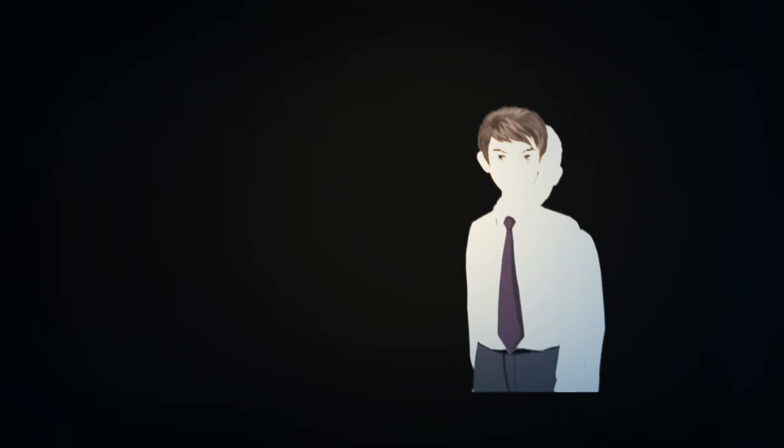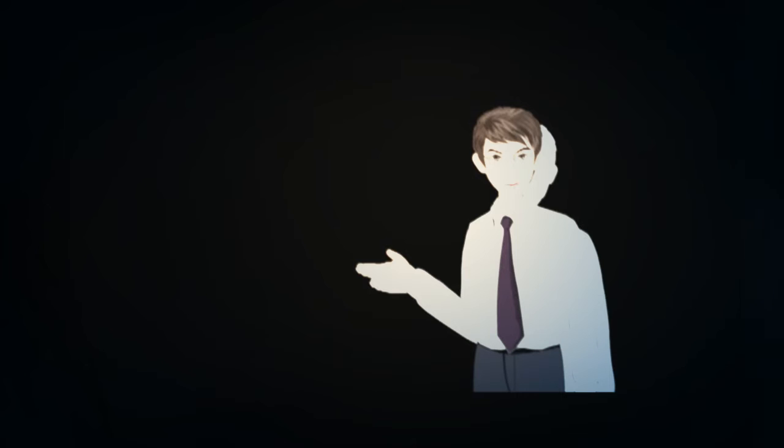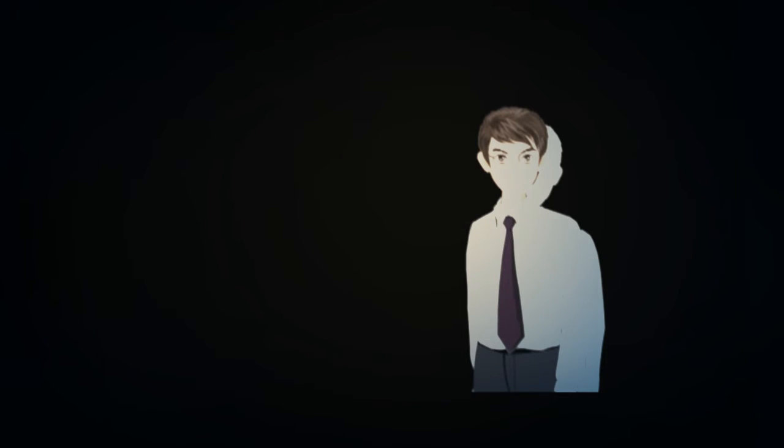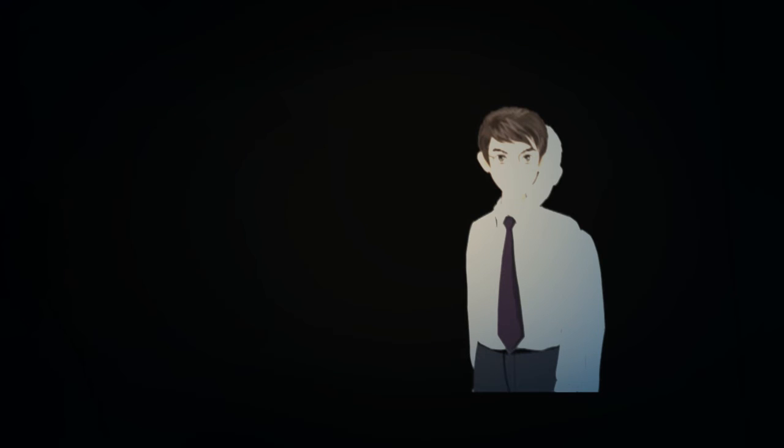Let's take a look at an example that should demonstrate what I mean. Here's a bad example. The steps do not always fall in the same order. For instance, evaluation may take place after any phase of the model. This flexibility balances the systematic linear approach. When the narrator reads the on-screen text, the redundancy principle is violated.